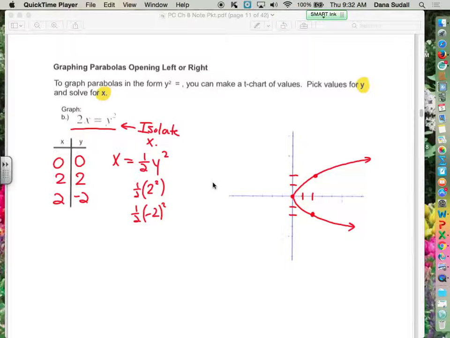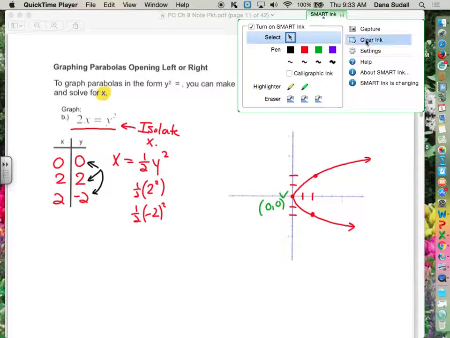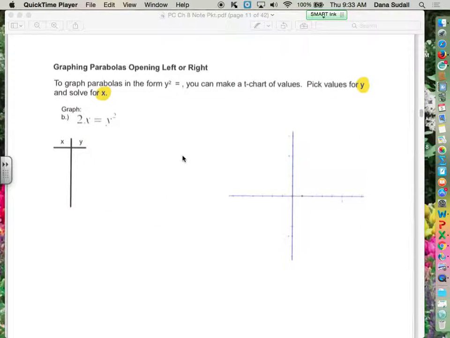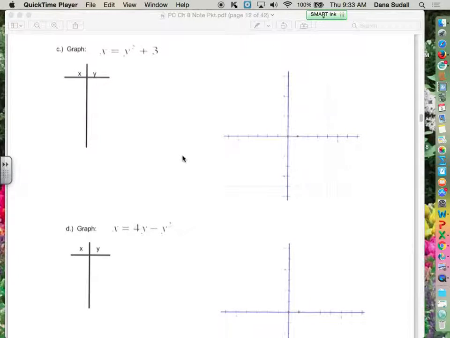It's the same idea. You want to pick values. So I start with 0. I picked a number bigger than 0 and smaller than 0, or on either side of 0 to come up with those other points there. We should probably label the vertex, I'm guessing here. 0, 0. Looks good. All right, so pick values for y and solve for x. Some people try and put these in their calculator and rearrange and think backwards and stuff. I think it's way harder than just doing it like this. Pick values for y and solve for x.